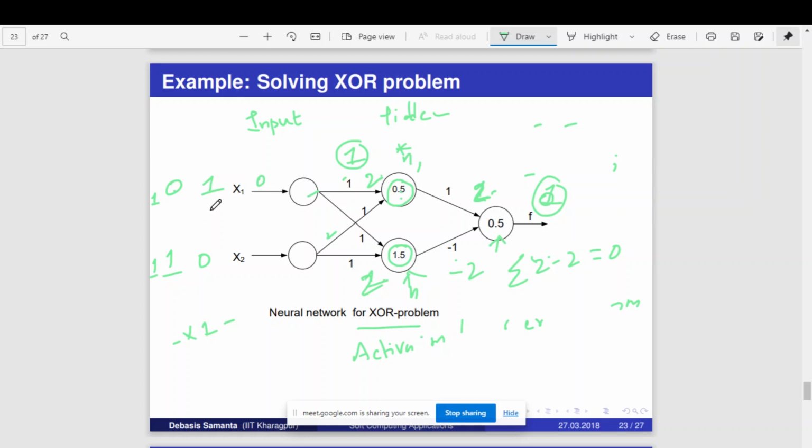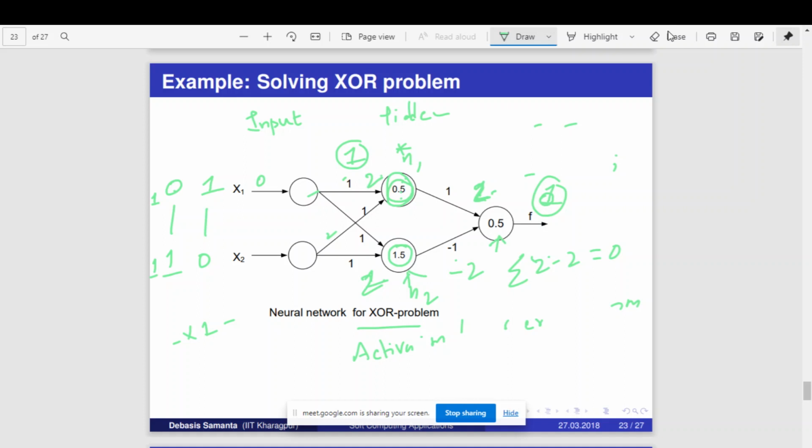So when the input is 0 1, or when the input is 1 0, which neuron will fire? Out of these two, I am asking, out of n1 and n2, which will fire? I mean, which will be activated? Yeah, only this will be activated. This will not be activated, right? Okay. So this is the logic.